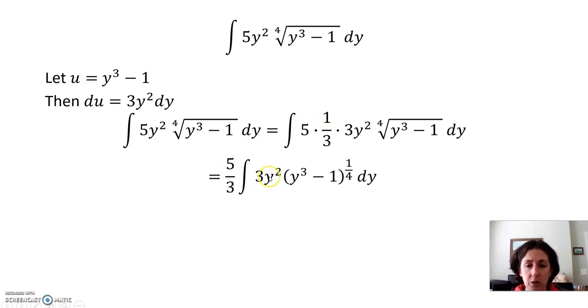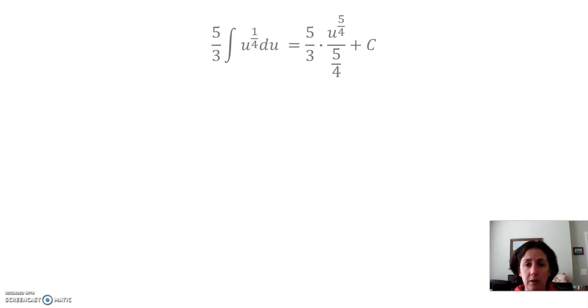And here is the 3y squared dy that I need to match du. And here is that quantity u being raised to the 1/4. That is something that I can integrate using my little power rule, and that's going to be a 5/3 times u to the 1/4 plus 1 divided by 1/4 plus 1 plus c. So I end up getting 5/3 u to the 5/4 divided by 5/4 plus c.